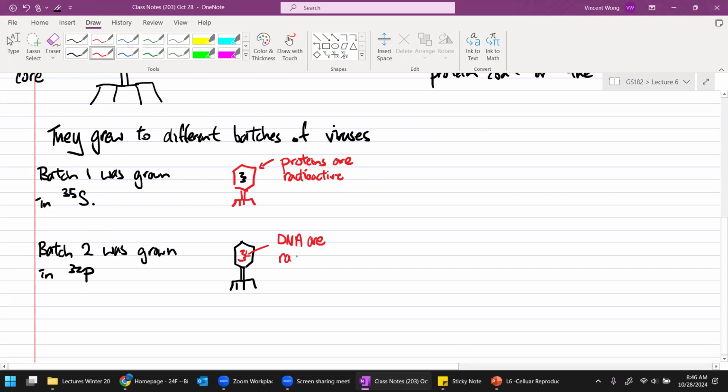Again, when I say radioactive, some people think it's like good or bad. It's nothing to do with good or bad, okay? In the context of this experiment, when you label something radioactively, it just means you can keep track of it. Okay, you can detect where the radioactivity is afterwards, and it allows you to know which part of the virus goes where. Any questions so far before I tell you more?